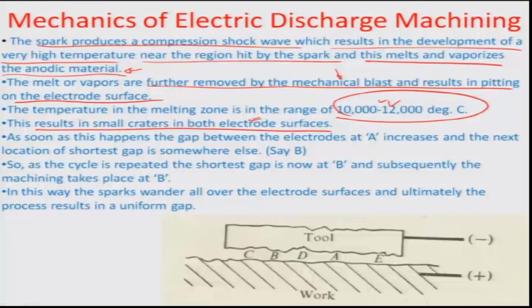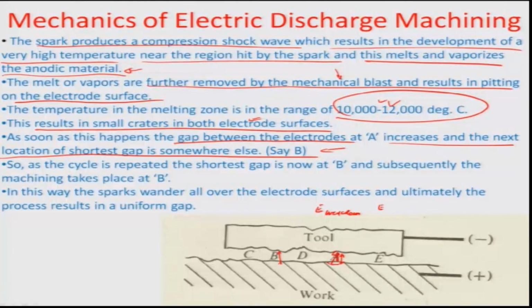The number of craters created on the anode surface is of course more than on the cathode surface, and as soon as this happens, the gap between the electrodes at A increases, and the next location where the gap is shortest is somewhere else, say B. For example, let us say A was the one where the gap was smallest, there was a spark because of which there is a melt, and this gap has now increased, and maybe some other place B has the smallest gap where there would be a breakdown again. Because obviously you have to remember that the breakdown voltage has to be arrived at, and the voltage here should be at least greater than the breakdown voltage, which is actually a function of the voltage applied and the inter-electrode distance. So the distance D is varying quite a bit between, let us say, D at A, D at B, or maybe D at C, okay, and therefore whatever creates this condition first breaks down first.